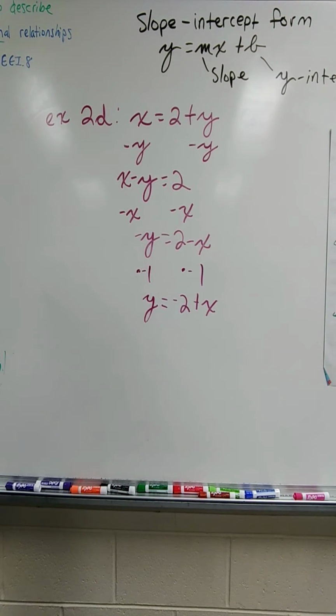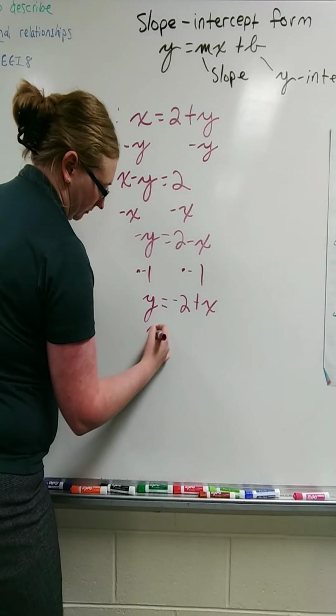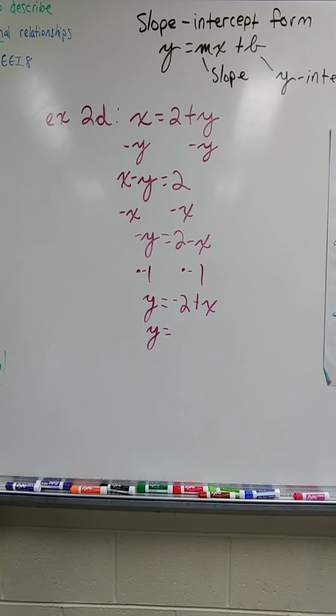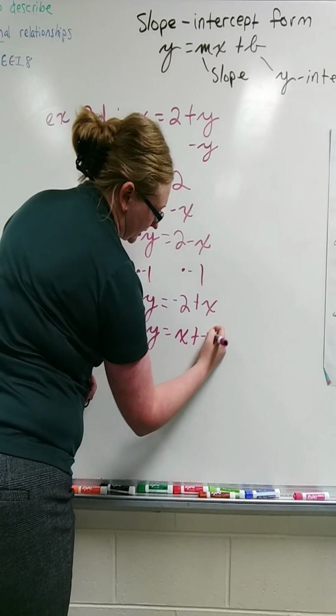No. What property am I going to use? We just need to add an m, right? Nope. What property am I going to use to reverse the order of my x variable with a slope of 1 and my y-intercept? The commutative property. So I can write that as x plus negative 2.